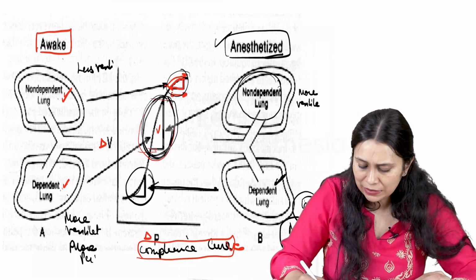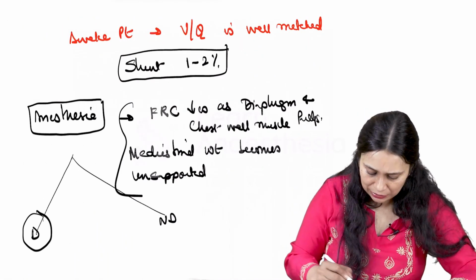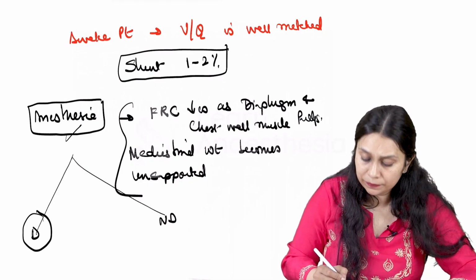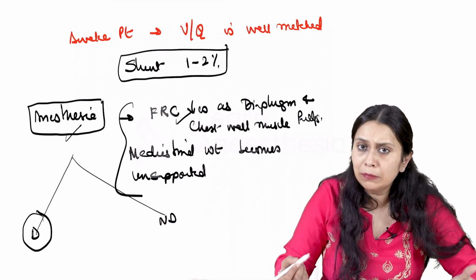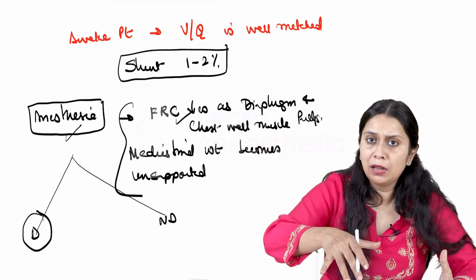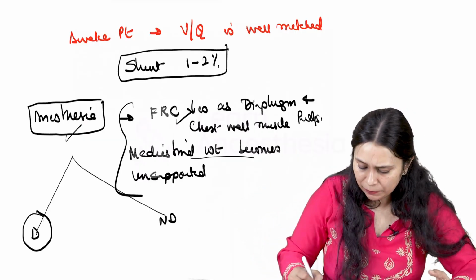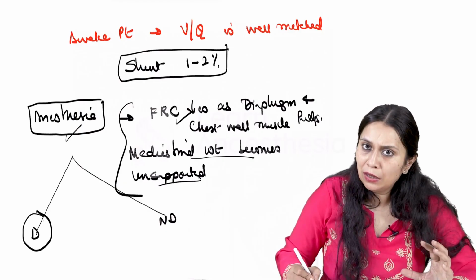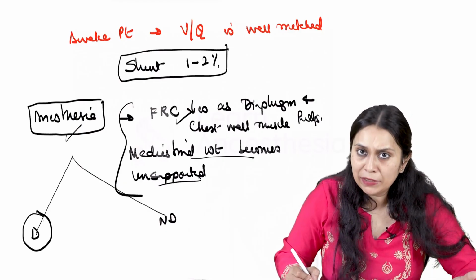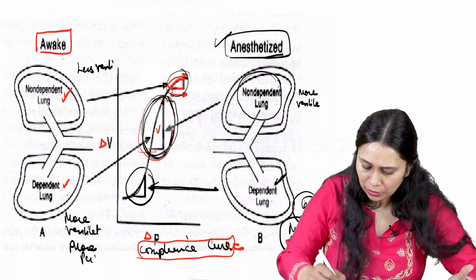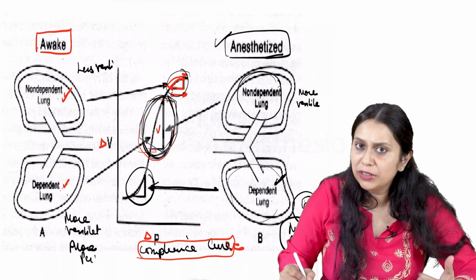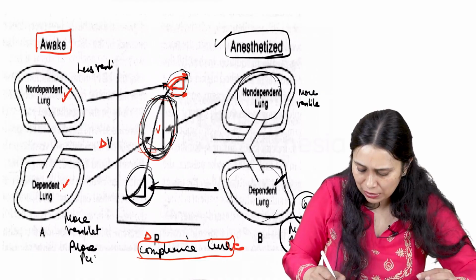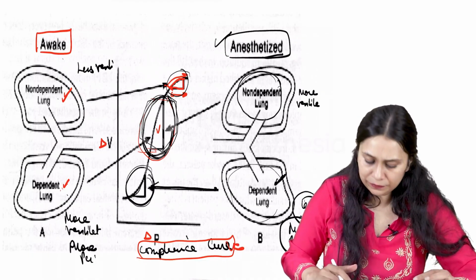So under anesthesia, because of the change in lung physiology, because of the decrease in the FRC, and because of the mediastinum compressing more on the lungs, as the mediastinal weight becomes unsupported, the non-dependent part goes into the better part of the lung compliance curve, and the dependent part, which should get better ventilation, goes into the lower part of the lung compliance curve.